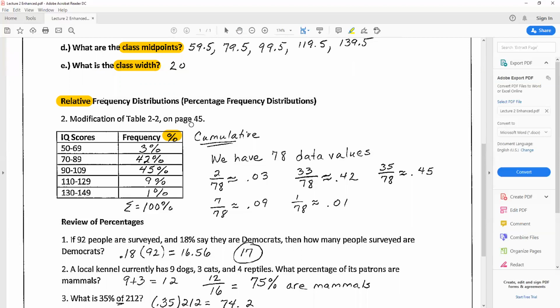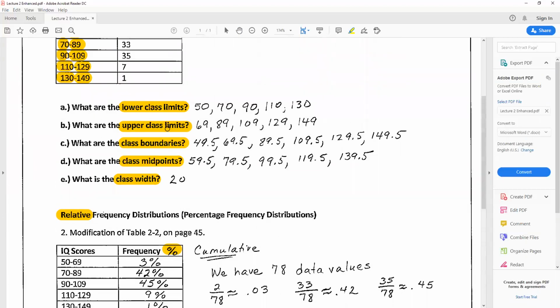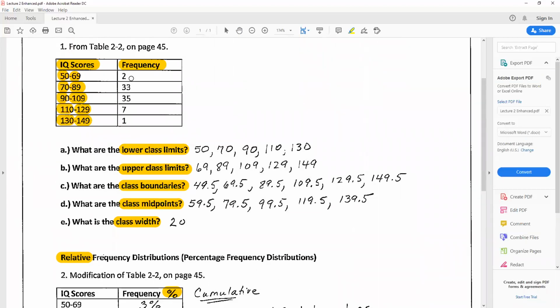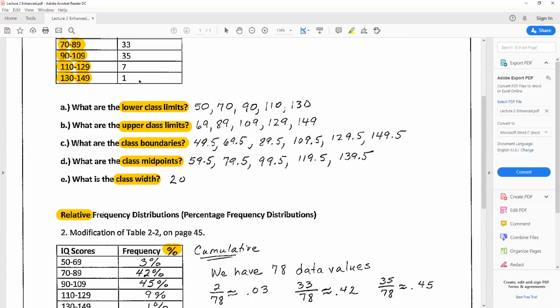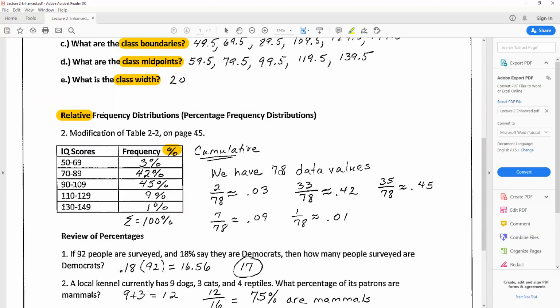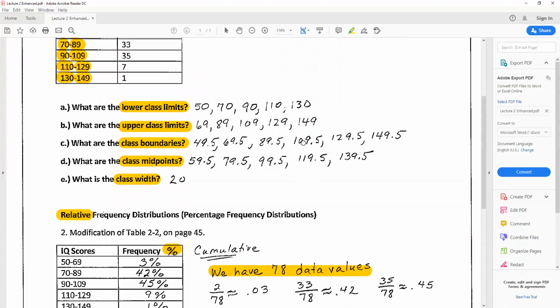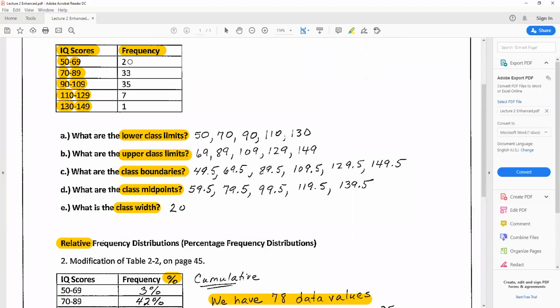Well, to figure out the percentages, I need to know how many data values I have to begin with. So if we go back up to the chart, and I take the 2 and the 33 and the 35 and the 7 and the 8, and I add those together, then I know that I actually have 78 IQ scores, which means that I have 78 data values. Okay, so if you go back to the top, I know that I have 2 in the first row, 33 in the second row, 35, 7, and then finally 1.